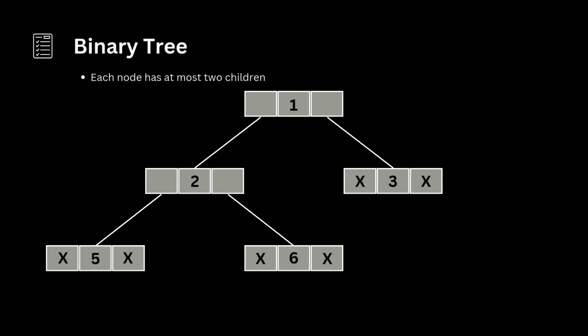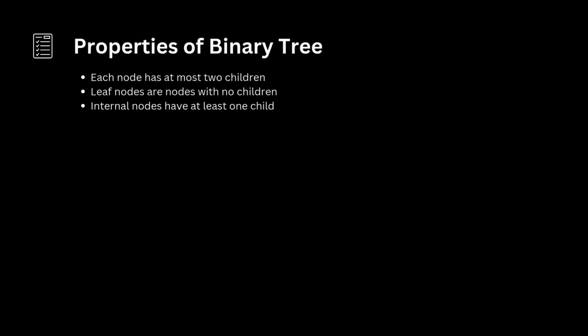Now let us see the properties of the binary tree. In a binary tree, each node has at most two children, a left child and a right child. Leaf nodes are nodes with no children, and internal nodes are nodes that have at least one child. Height of a tree is the length of the longest path from the root node to a leaf node. For a tree with a single node, the height is 0. Depth of a node is the length of the path from the root node to the node. The depth of the root node is 0.